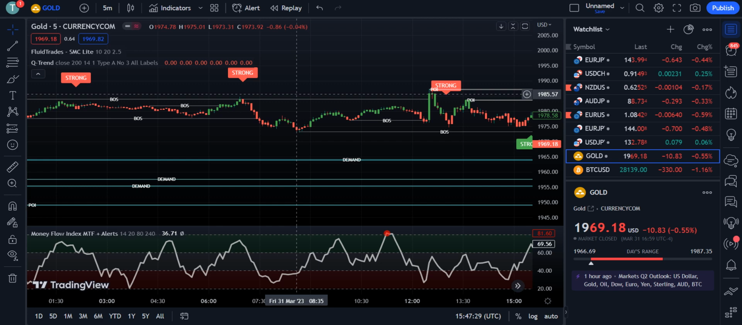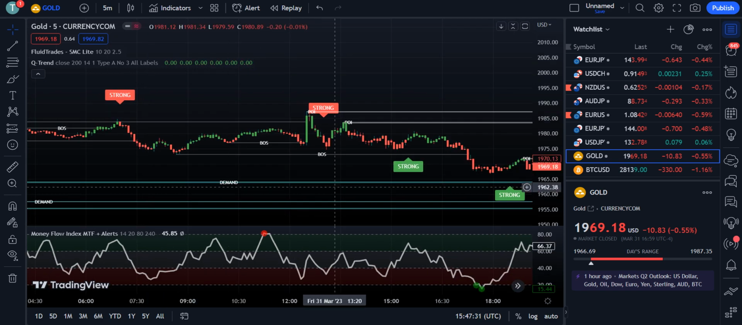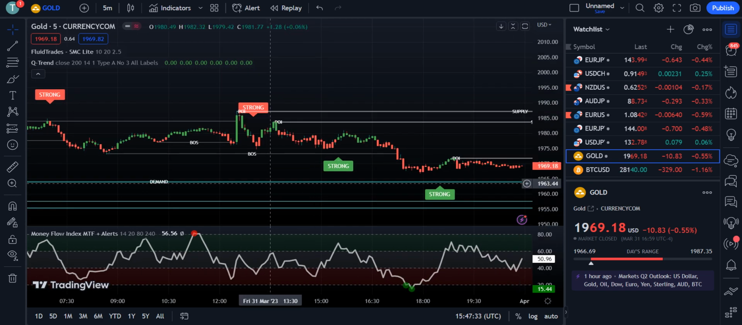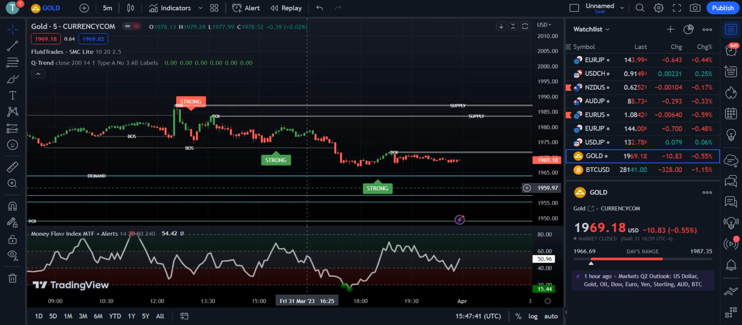Okay, one more thing that I want to tell you is how we can see whether to enter into the trade for the buy or long signal, or how to enter into the market for the sell or short signal. I will be telling you that.